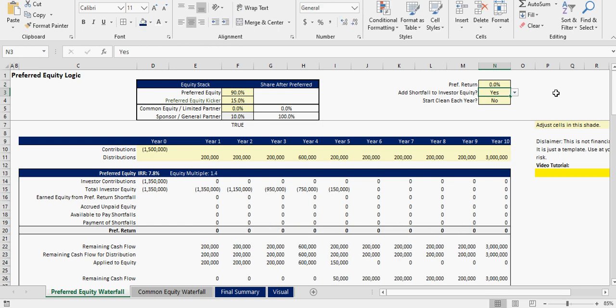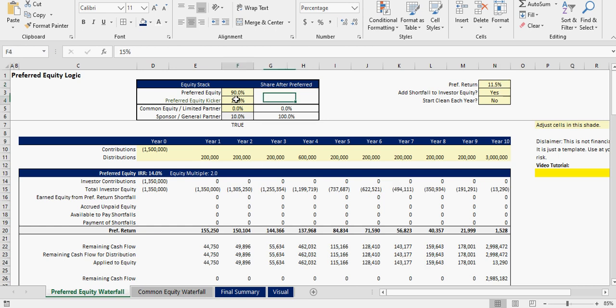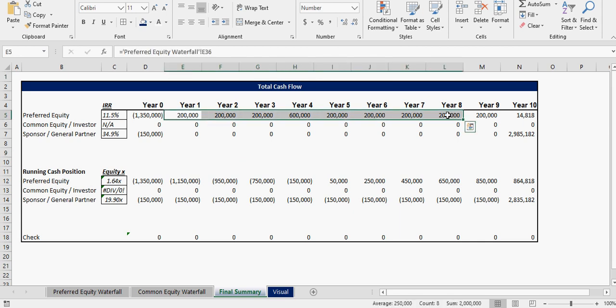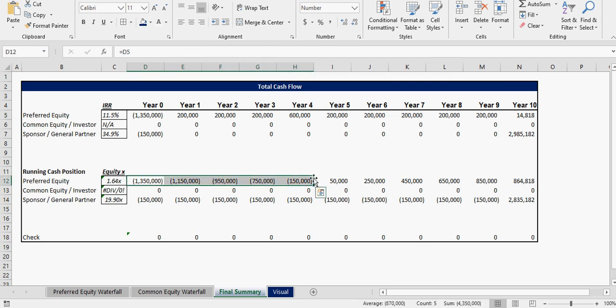So if we put 0% in the equity kicker, you can see what happens now is there's just a preferred return. And why does the preferred equity, why is that negative?